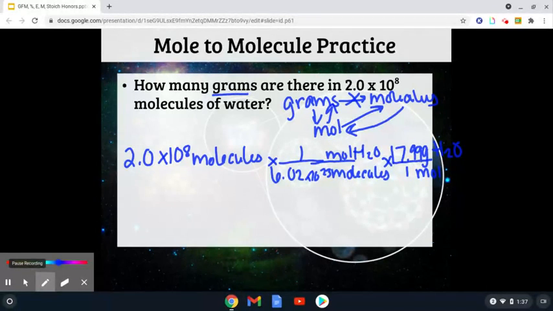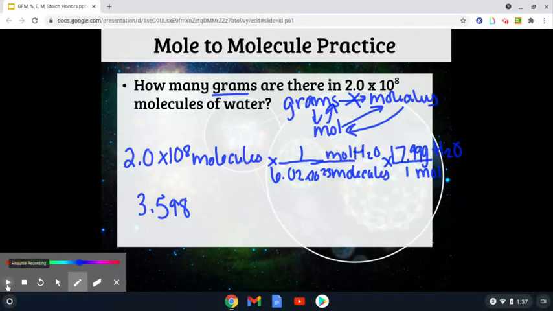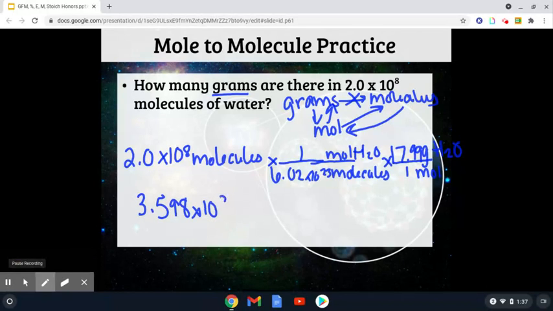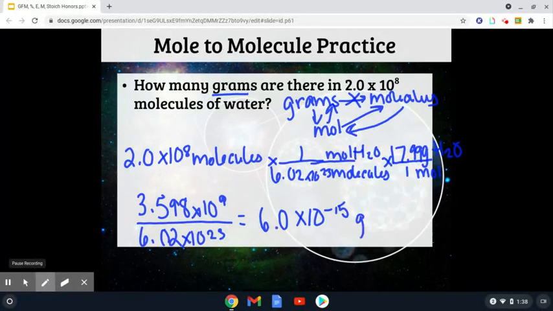So I would get 3.598 times 10 to the 9th, and then I would divide it by 6.02 times 10 to the 23rd. Again, put parentheses around these numbers. And I would get that in 2.0 times 10 to the 8th molecules, that mass is 6.0 times 10 to the minus 15th grams of water.